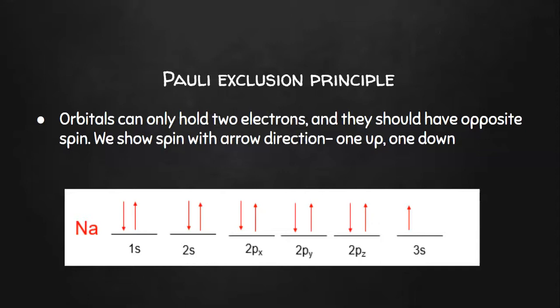The Pauli exclusion principle says that orbitals can hold only 2 electrons and they should have opposite spin. So we're going to show the spin with the arrow direction. That just means in a single orbital, I can have an arrow pointing up and an arrow pointing down.